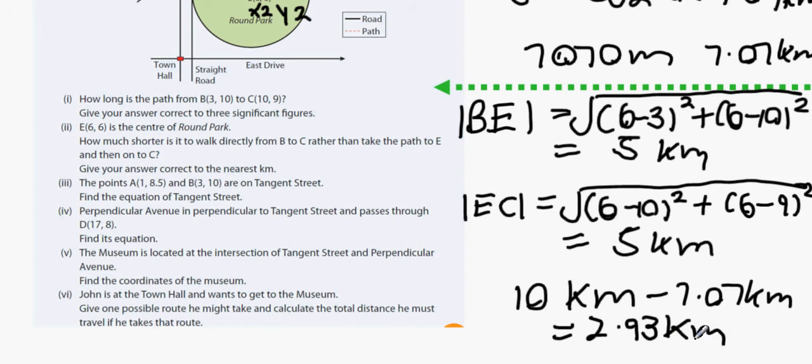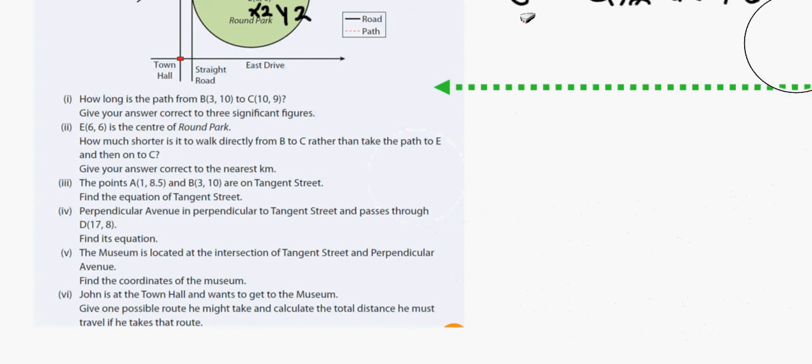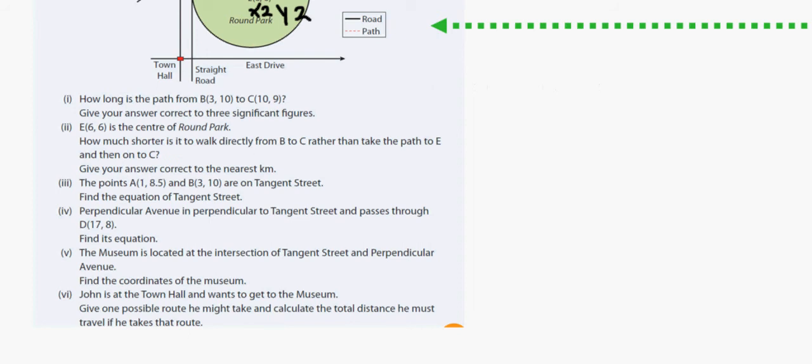Okay, that's that one done. The points A, which is (1, 8.5), and B, (3, 10), are on Tangent Street. Find the equation of Tangent Street. Now, to find the equation of Tangent Street, it's basically looking for the equation of a line. So we need to write down what the equation of a line is. The equation of a line is y minus y1 equals m into x minus x1.